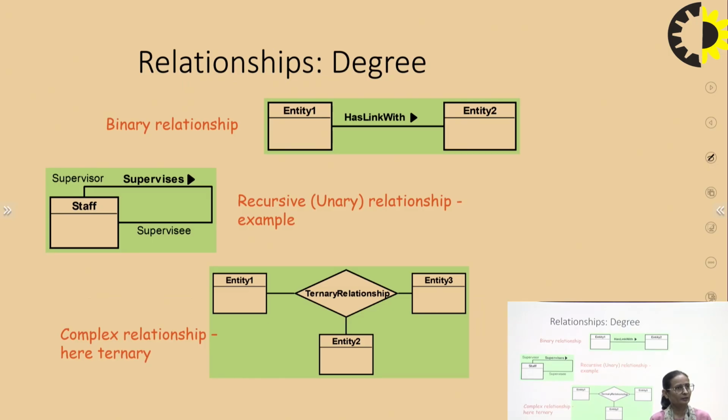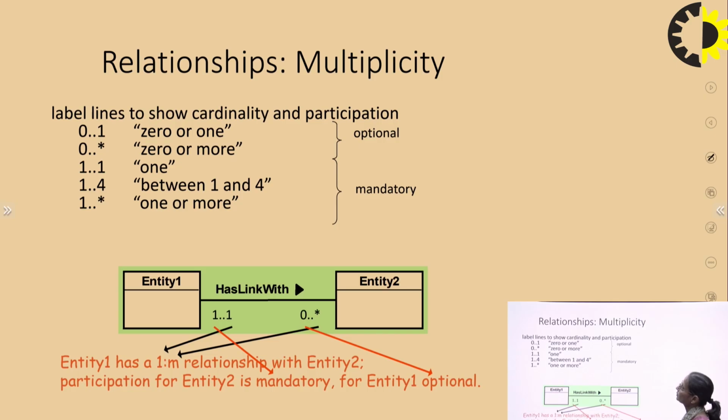We have already seen degree. In the case of binary, we have two entities. This is my binary relationship. This is an example of a recursive unary relationship. We have a staff, and in the staff we have a relationship of supervisor and supervisee. So an employee can be a supervisor, and the same person could be a supervisee, and he is a staff. So this is an example of the unary relationship. This is an example of my complex or ternary relationship.